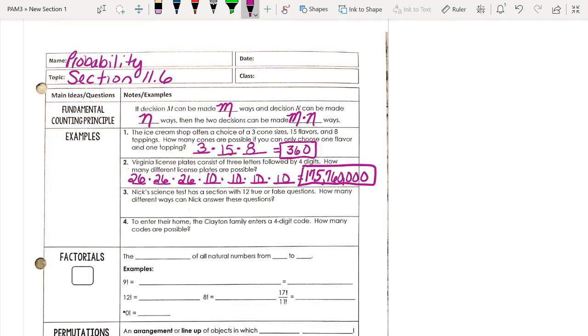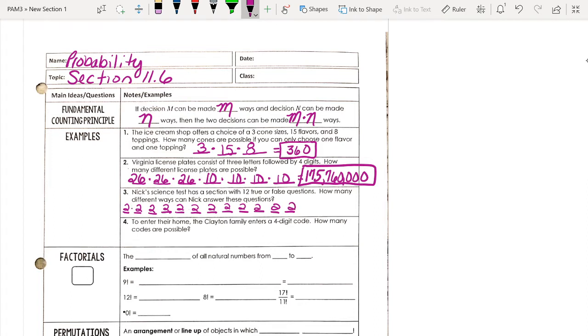All right, Nick's science test has a section with 12 true-false answers. Oh my gosh, I got to make 12 spots. Okay, I'm going to have to go kind of small. All right, so he has 12 questions. It says that all of them are true-false questions. So if I'm answering a true-false test, how many ways can I answer the question? 2, either true or false. So there's 2 ways to answer the first question, the second question, and so on, all the way down for 12 questions.